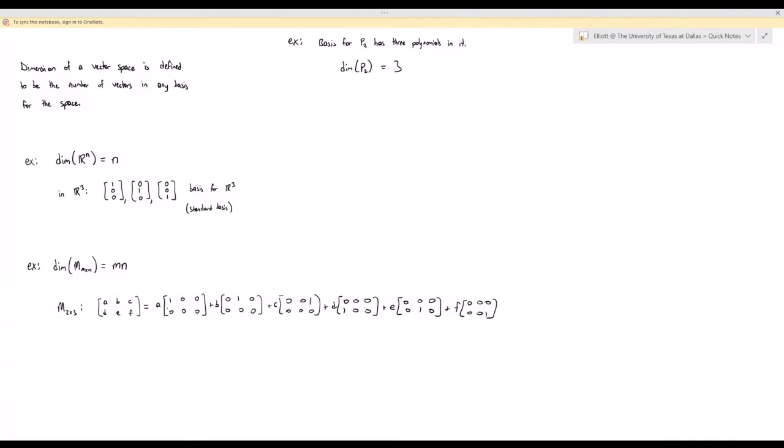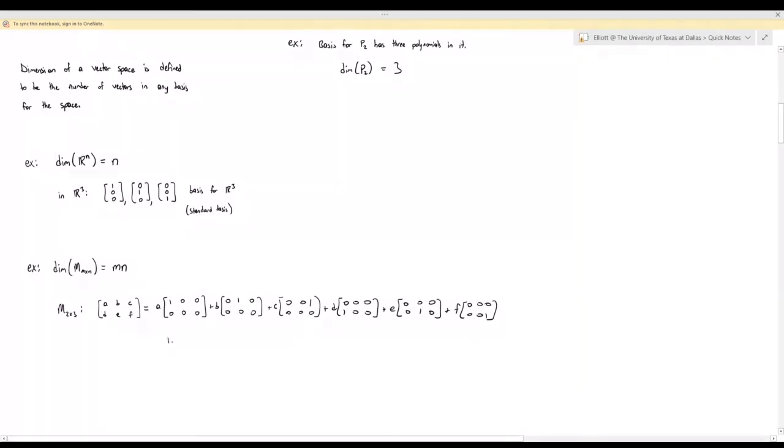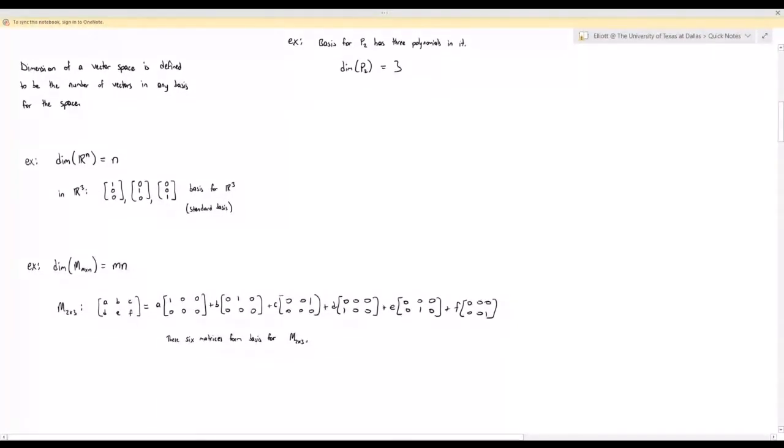And then if you were to check if they were independent or not, for linear independence you would set this combination equal to 0. When you set this equal to 0, you would immediately get that A is 0, B is 0, and so forth. So you would see that these matrices also satisfy the definition of being linearly independent. So they would form a basis for M2 by 3. Since you have 6 elements in this basis, the dimension is going to be equal to 6.